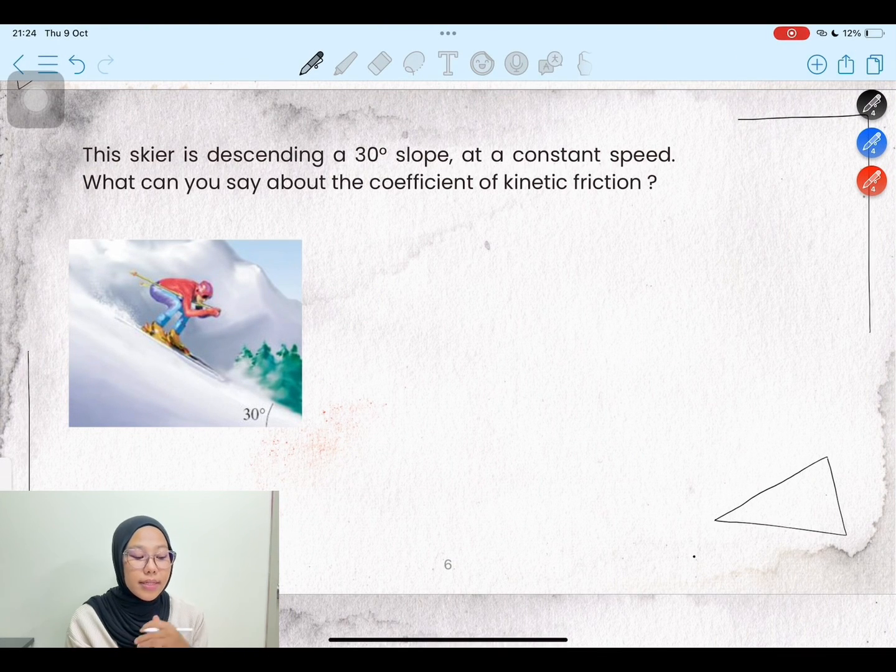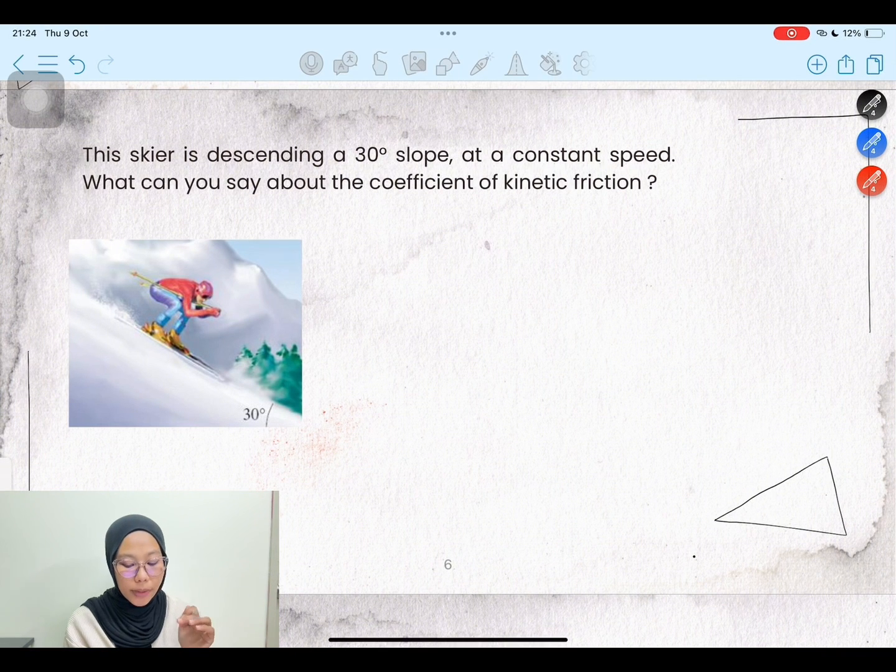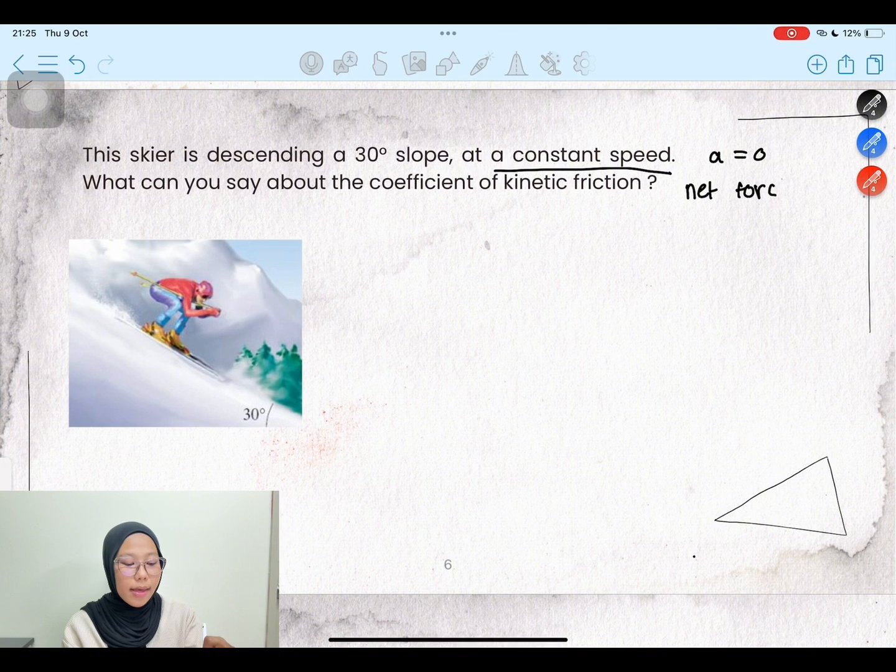So let's take a look at the sample question that I have here. The question said that this kayak is descending a 30-degree slope at a constant speed. So the keyword here is constant speed. It asks, what can you say about the coefficient of kinetic friction, which is mu_k? A constant speed means there's no acceleration, so automatically acceleration equals 0. When a equals 0, it means that our net force is equal to 0, or balanced.